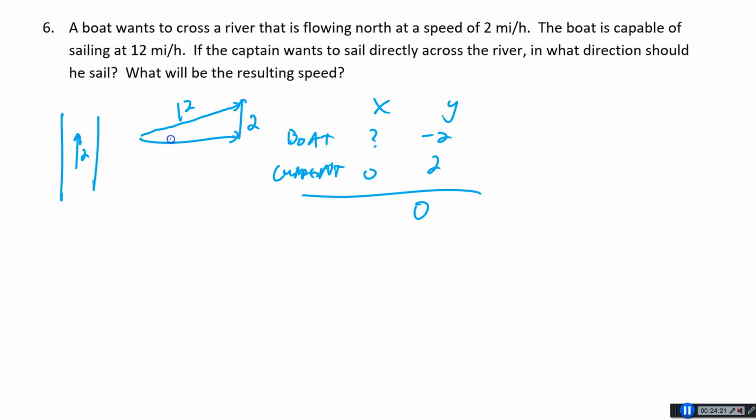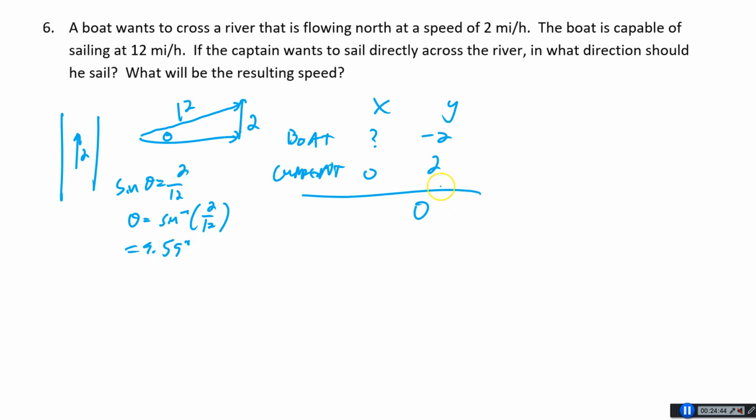So that's 2 and this is 12. There are all kinds of things we can do. We got theta here. So I want to find theta. It looks like I could use sine. So sine theta is 2 over 12. So then theta is sine inverse of 2 over 12. And that gives us 9.59 degrees.